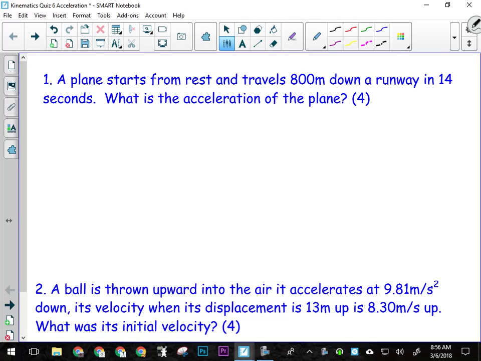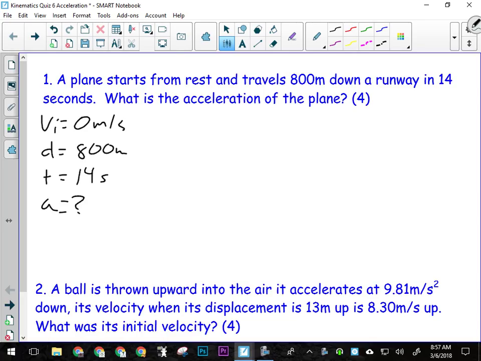Okay, watch and listen carefully here, guys. So we have a plane that starts from rest. So our first given is that VI is 0 meters per second. It travels 800 meters down a runway in 14 seconds. Okay, what is the acceleration of the plane?